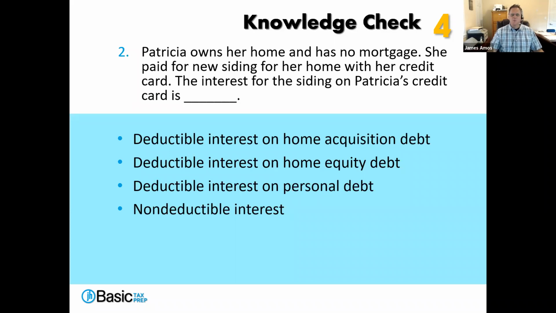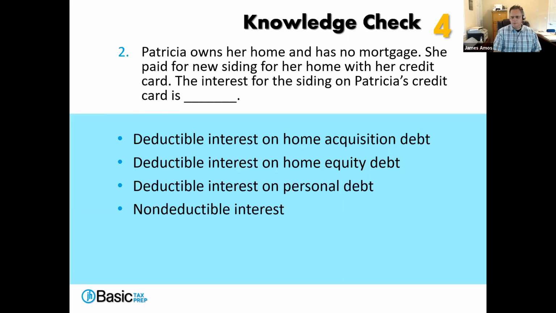Patricia owns her home and has no mortgage. Okay, so she owns it outright, not making mortgage payments. She paid for new siding for her home with her credit card. The interest for the siding on Patricia's credit card: non-deductible interest, right? Okay, I just want everybody to pipe in before I show you the answer. So is it deductible interest as a home acquisition debt, deductible interest as a home equity debt, deductible interest as a personal debt, or not deductible?